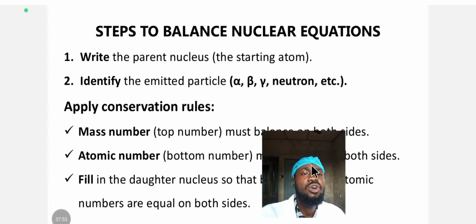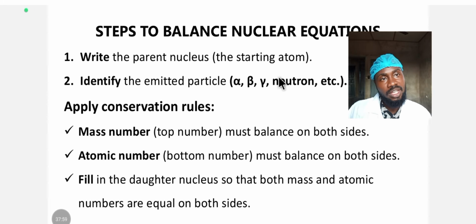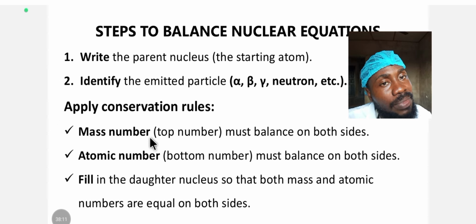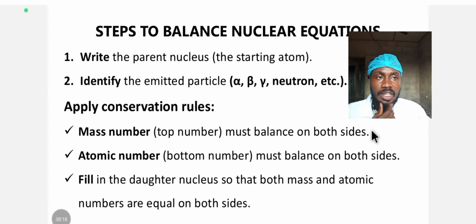Now, let's apply the conservation rules, okay? After identifying the particles emitted during the nuclear reaction, you are now going to apply the conservation rules, the principle. What are you going to apply? Mass number, the one on top, must balance on both sides, just like we checked just now.